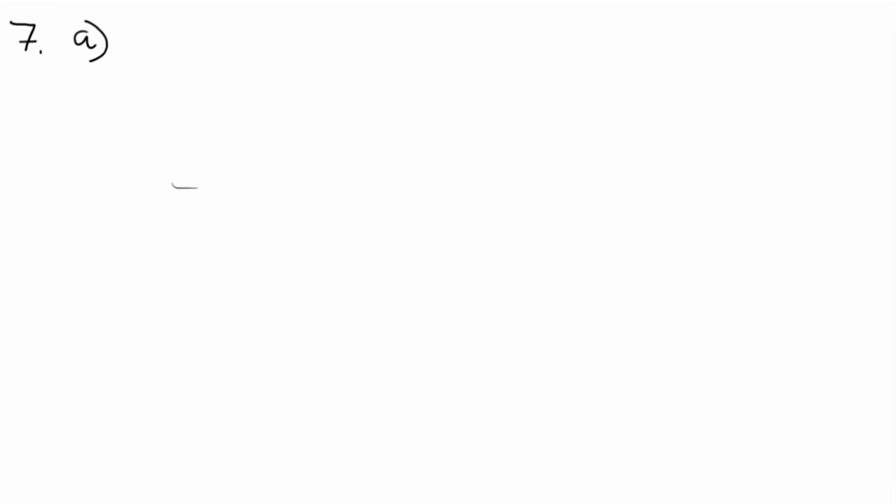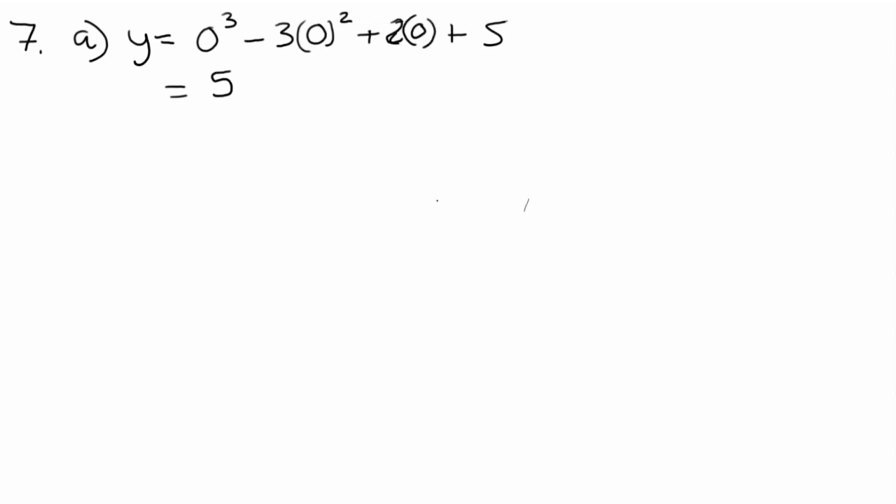Now on to number 7. 7a is write down the coordinates of P, the point where the curve crosses the y-axis. So if it's crossing the y-axis, the x value must be 0. So this is really easy. All we do is replace the x's in the equation with 0. Okay, so the first two terms go to 0, you're just left with a 5. So therefore, P equals (0, 5). Make sure you put it in a bracket with your comma.